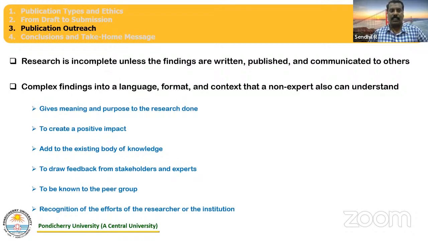Basically, publication outreach gives meaning and purpose to the research time. It helps to create a positive impact in the long run, and it also adds to the existing body of knowledge. It helps to get feedback from stakeholders and experts. Your research is also made known to your colleagues and peer group, and it brings some recognition. Whatever effort you took, it helps to have some recognition.